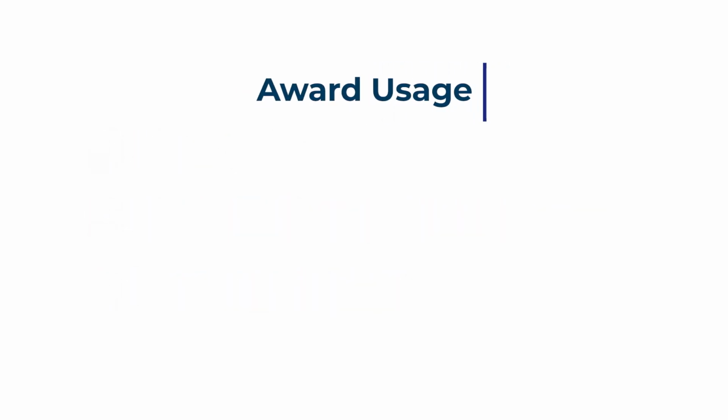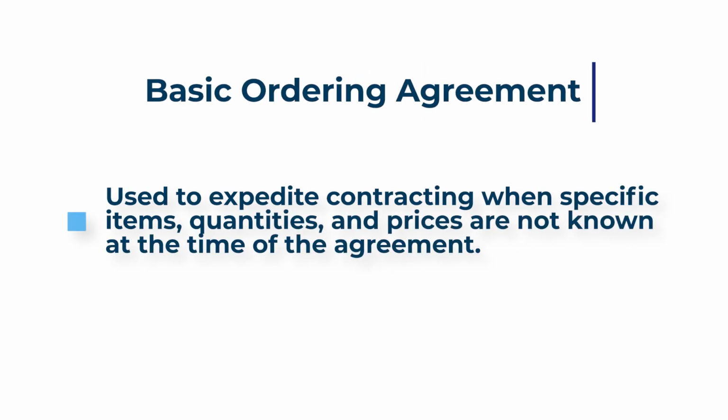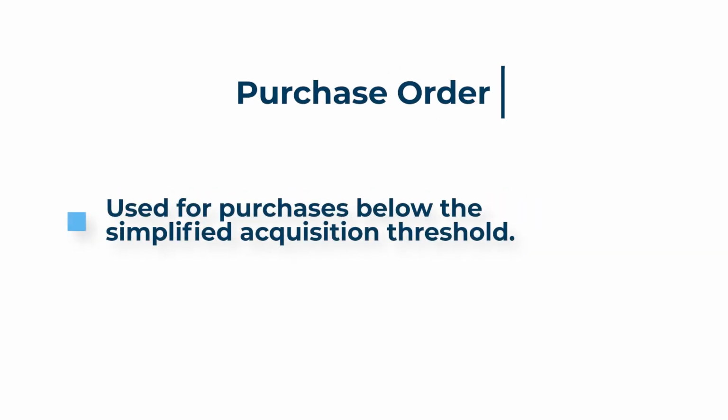Award usage. Each award type is used for different circumstances. A contract is used when the acquisition is greater than the simplified acquisition threshold. A basic ordering agreement is used to expedite contracting when specific items, quantities, and prices are not known at the time the agreement is executed. A purchase order is used for purchases below the simplified acquisition threshold.